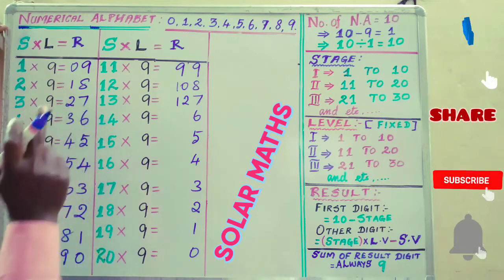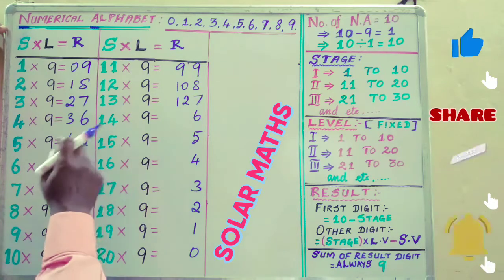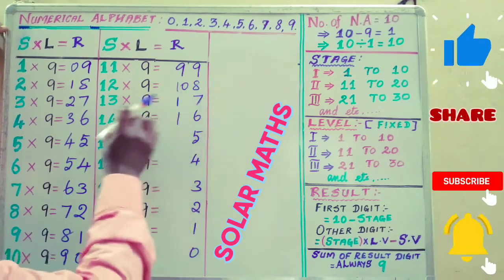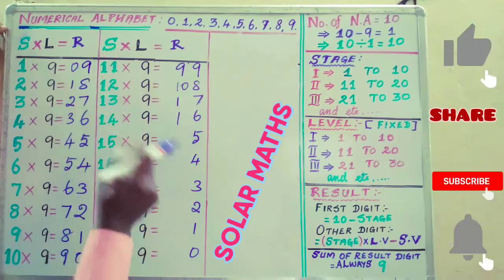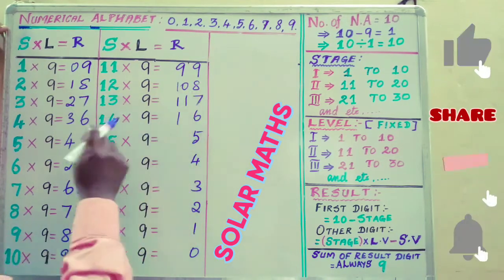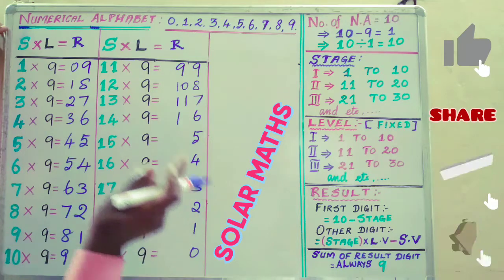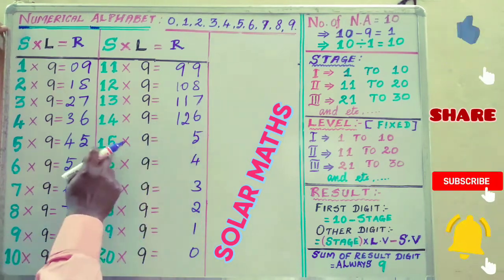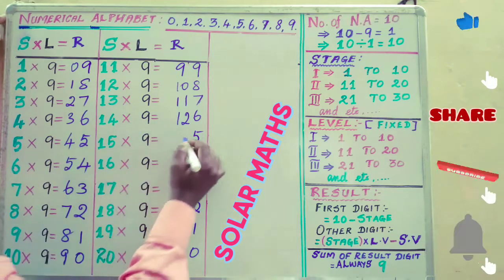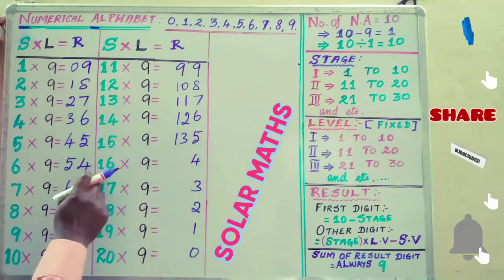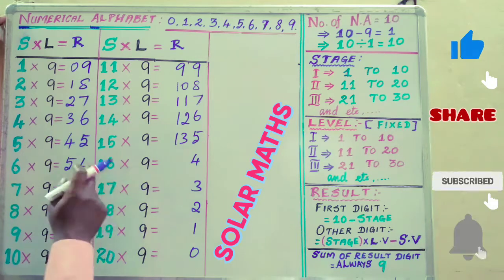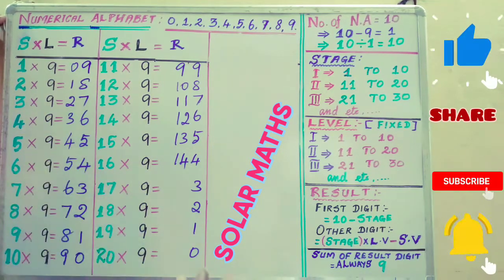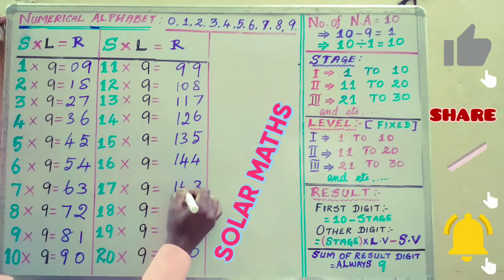And then 14 into 1 is 14. 14 minus 2 is 12. 13 into 1 is 13. 13 minus 2 is 11. 14 into 1 is 14. 14 minus 2 is 12. Here 15 into 1 is 15. 15 minus 2 is 13. Here 16 into 1 is 16. 16 minus 2 is 14. 17 into 1 is 17. 17 minus 2 is 15.